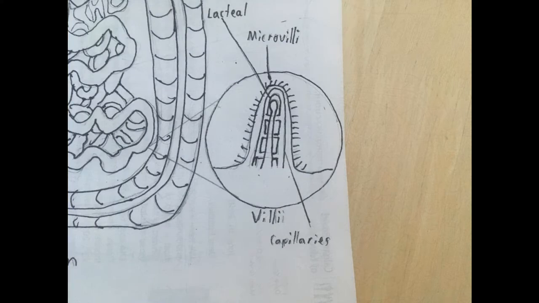Villi are responsible for absorption. They're extensions from the intestinal border to increase the surface area of the border. By increasing the surface area, it can absorb nutrients at a faster rate as there are more locations that absorption can occur at. Villi also have microvilli, which are further extensions to further increase the surface area.